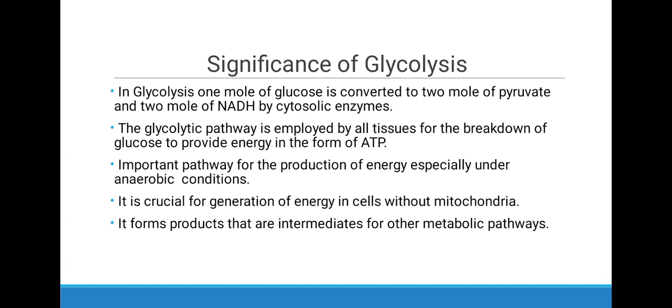Second point, the glycolytic pathway is employed by all tissues for the breakdown of glucose to provide energy in the form of ATP. Third point, it is an important pathway for the production of energy, especially under anaerobic conditions. Fourth point, it is crucial for generation of energy in cells without mitochondria. And fifth point, it forms products that are intermediates for other metabolic pathways. So it is all about the process of glycolysis.